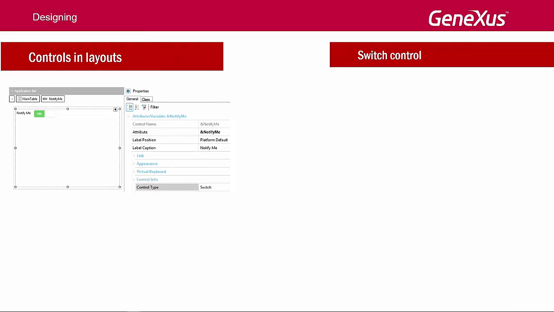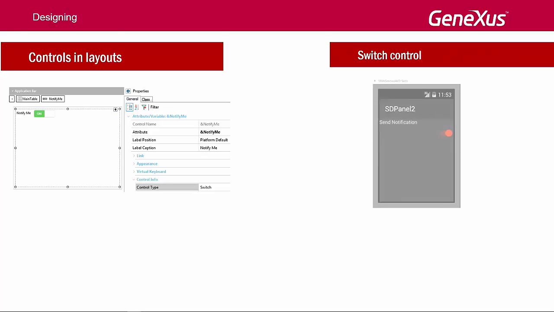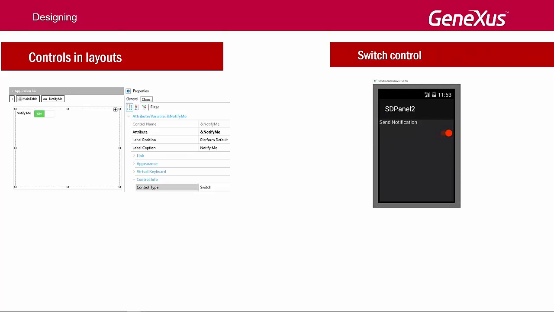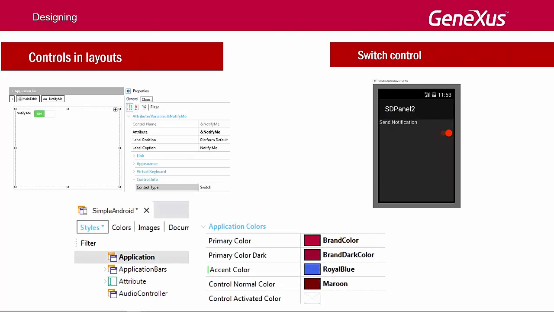The switch control is a possible value for the control type property applied to variables or attributes that have two possible states, such as Boolean values. It replaces the traditional checkbox, and it's valid for both mobile and web responsive applications. It's customized in the application class because the colors belong to the app's overall appearance. For example, to change the button's color from red to blue, this is done through the accent color property of the application class.